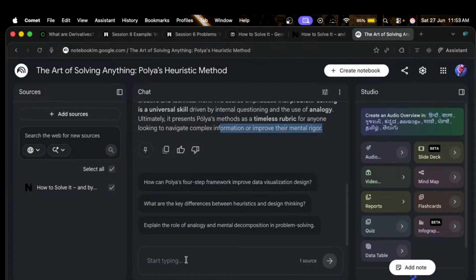So let's first see what the four-step framework is that Polya described. It makes sense. Let's see.